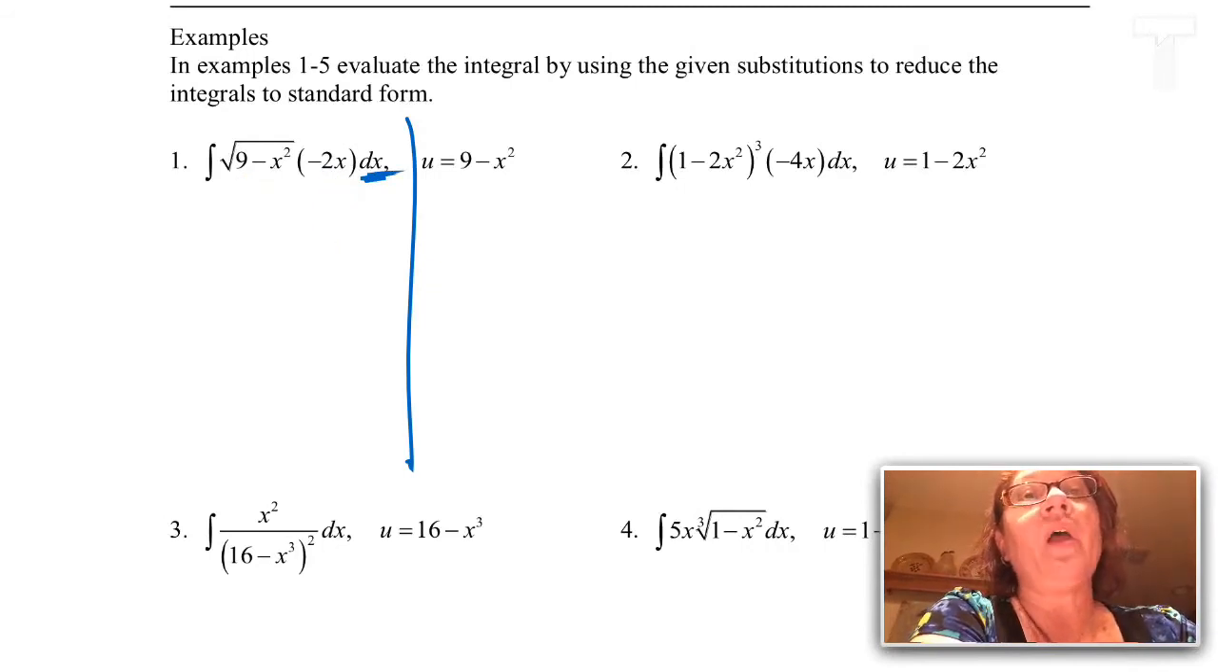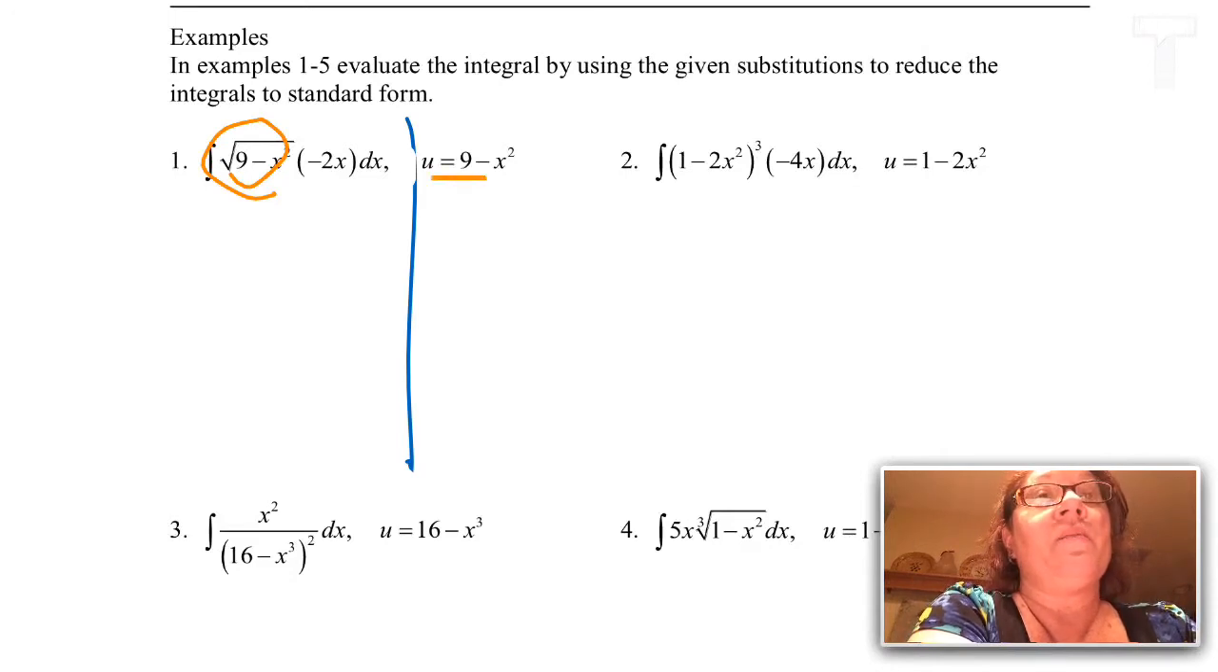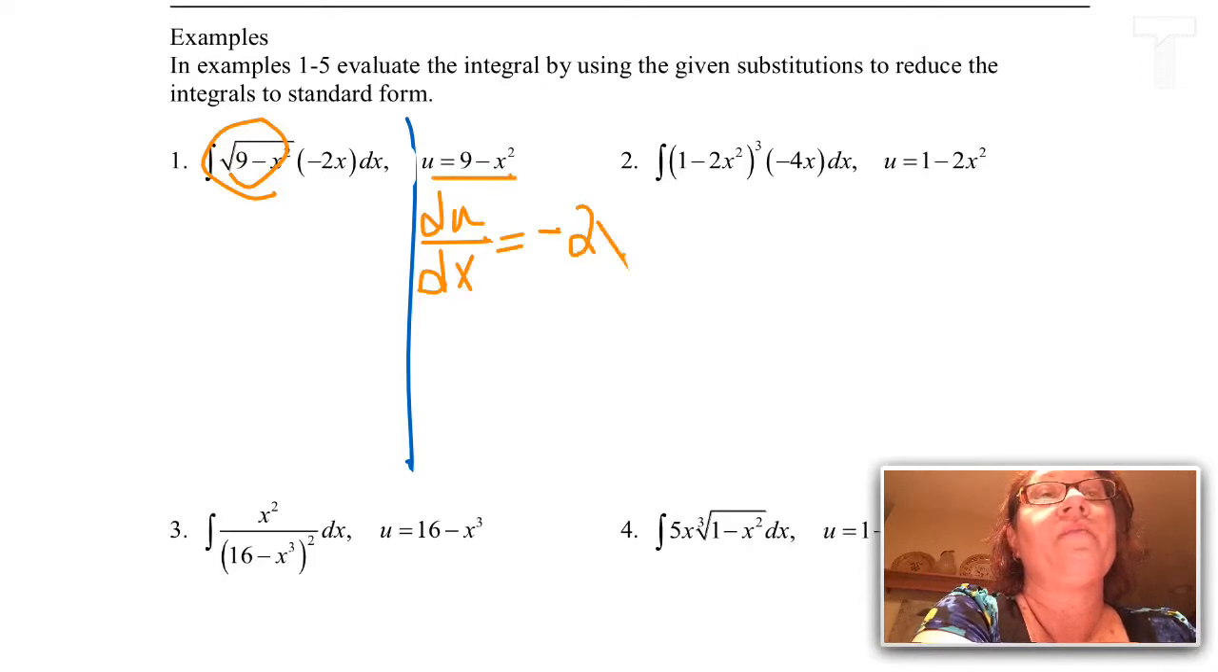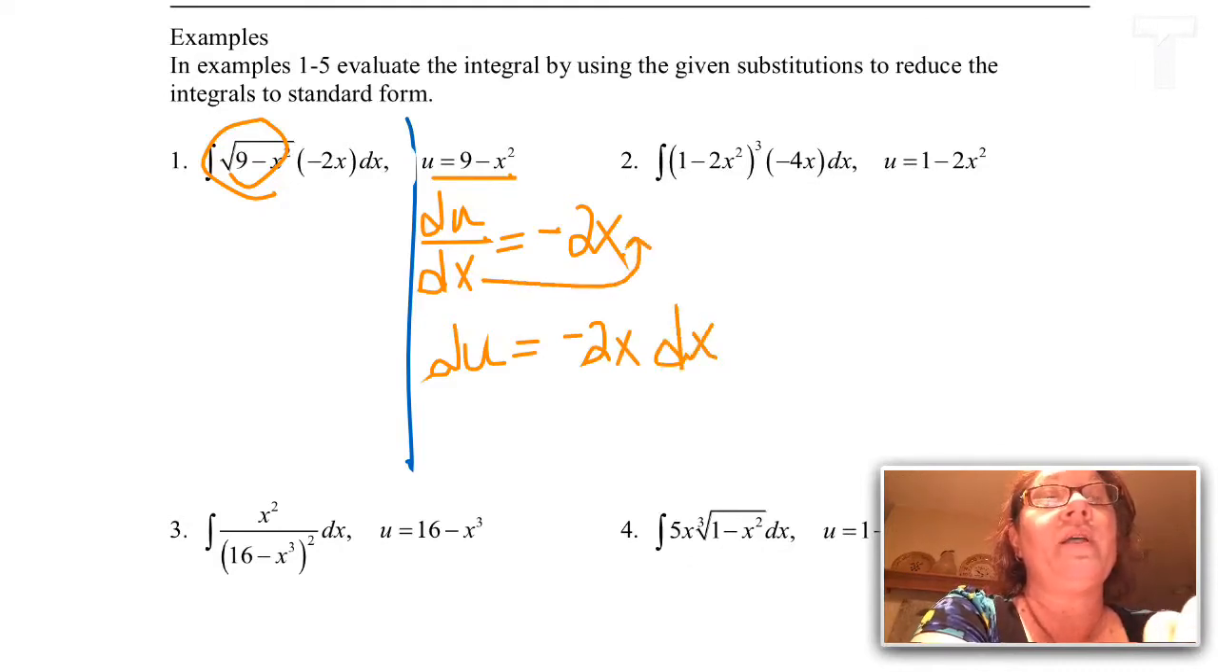So I'm going to start by letting that inside stuff, notice over here it's all set up for me, equal u. And then I'm going to take the derivative of u with respect to x. And of course the derivative of 9 is nothing. This will be negative 2x. And then if I solve and get du by itself, I'll have negative 2x dx, because of course this will multiply on both sides.